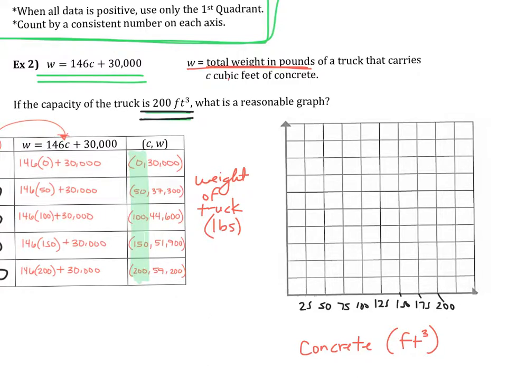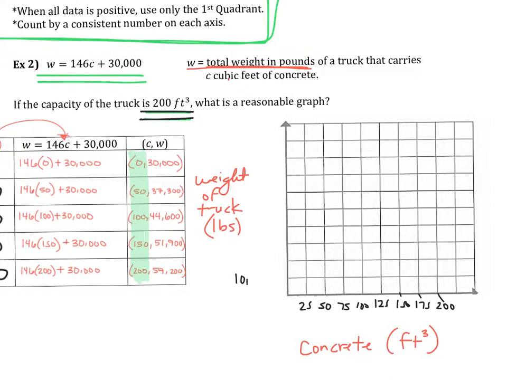Here's the thing. You cannot start at 30,000. I can't put 30,000 right here unless I'm going to count by 30,000s. We don't want to start at 30,000 unless that's what we're counting by. And if we count by 30,000s, we're going to have a teeny little tight graph. Okay, so I'm going to count by 10,000s.